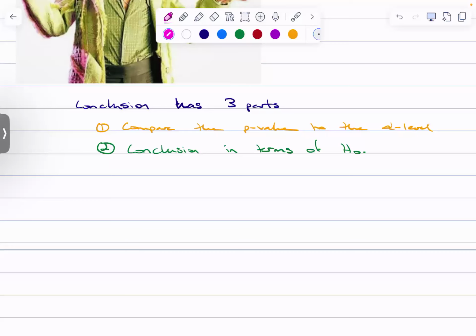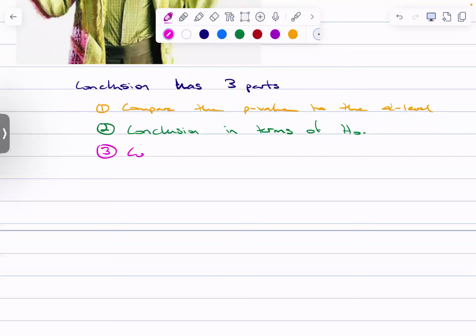And then finally, the one people love to forget to do. Conclusion in terms of the question, right? You set out to answer this question, but at this point, you've done a ton of work, right? And so I see it so many times where you just forget to answer the question. I reject H naught. Done.